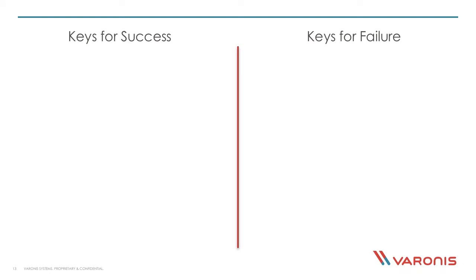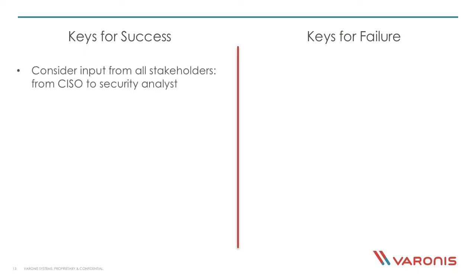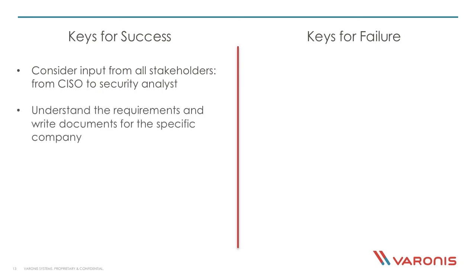So before wrapping up this module, I want to summarize for you some keys for success and keys for failure when designing the plans and processes for your client. The first key to success is to consider the input from all stakeholders when developing your plans and processes. And that includes interviewing your CISO, the security managers, the SOC managers, and even the security analysts. The second key for success is to understand the requirements and write processes and plans considering the client needs.